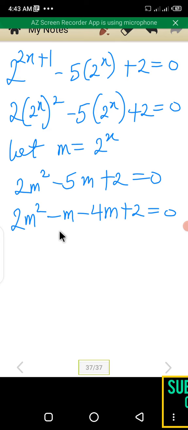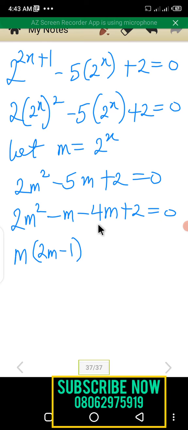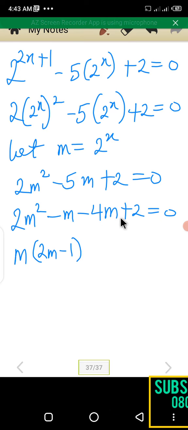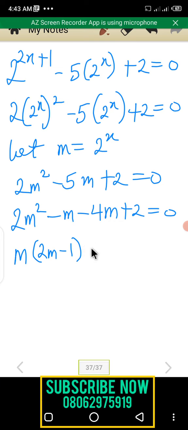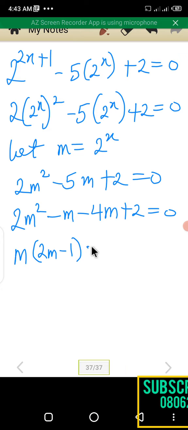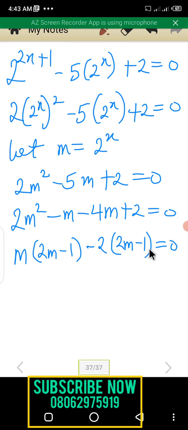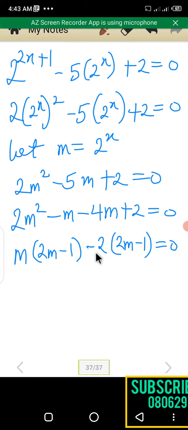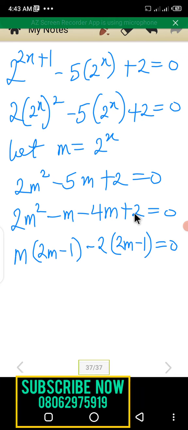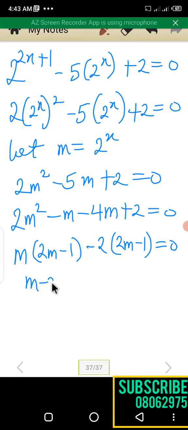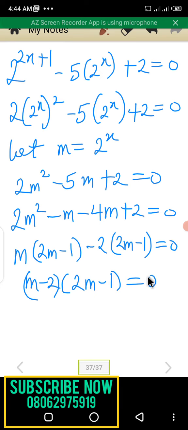So what is common between these 2 is m. We have m onto 2m minus 1. What's common between these two, 4m and 2? Minus 2 is common. We have minus 2 onto 2m minus 1 is equal to 0. What do you mean by common is, by the time you multiply this minus 2 with this, it gives you minus 4. Minus times minus 1 will give you plus 2. Therefore, we have m minus 2 onto 2m minus 1 is equal to 0.